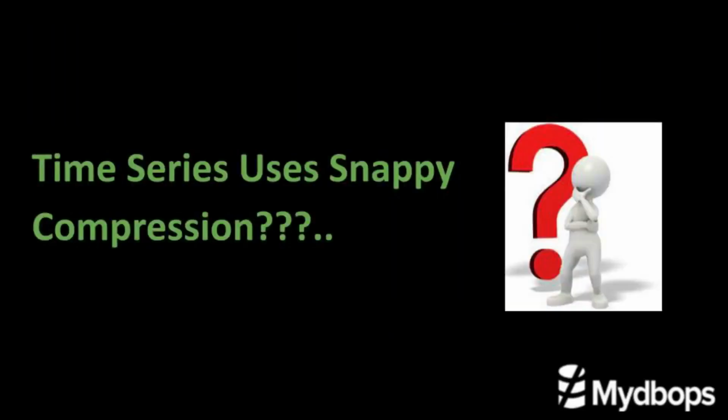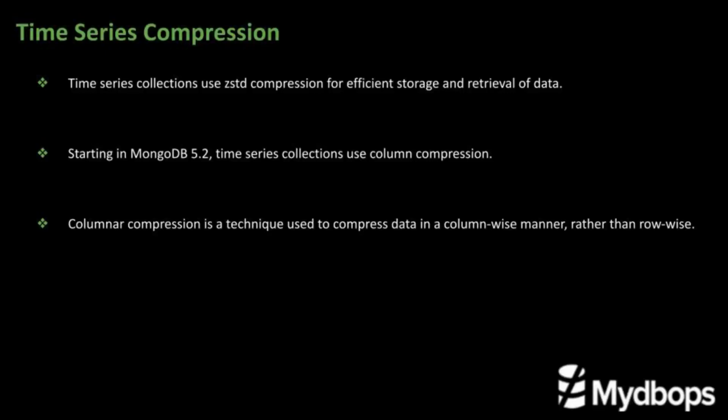As of now, I have discussed different storage optimization and higher-level compressions. Maybe you have a doubt: normal collections use snappy compression. Let me discuss these compression types in a further slide. Time series collections use a different compression, named ZSTD, whereas normal collections use snappy compression.